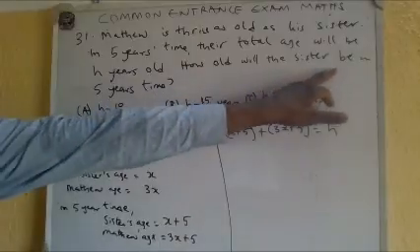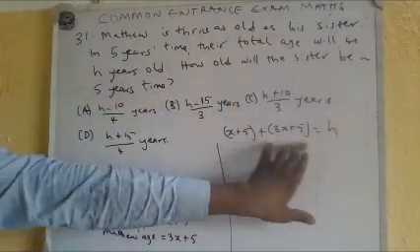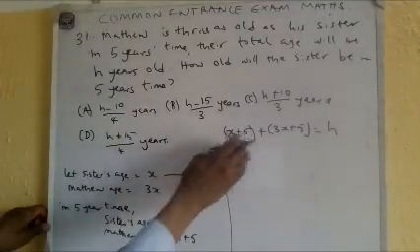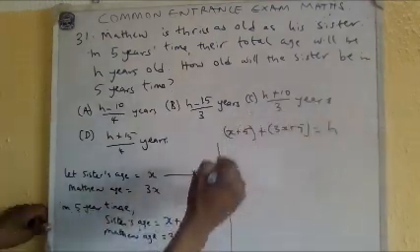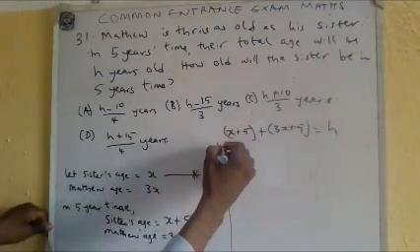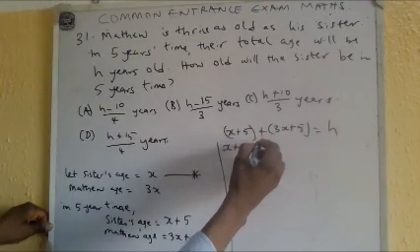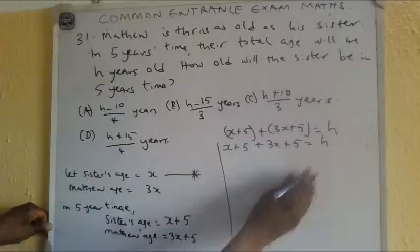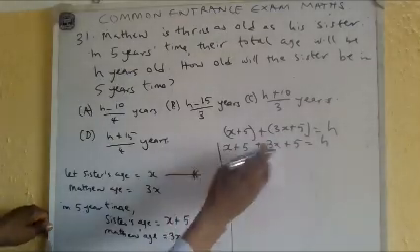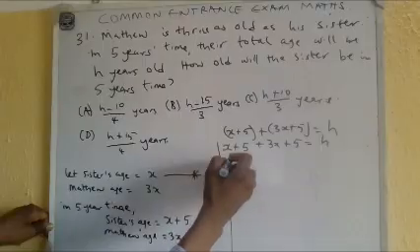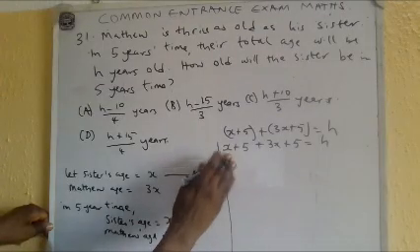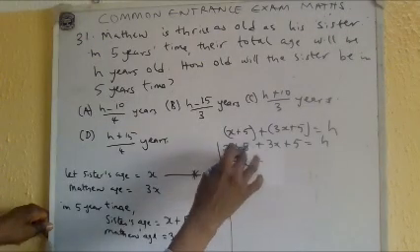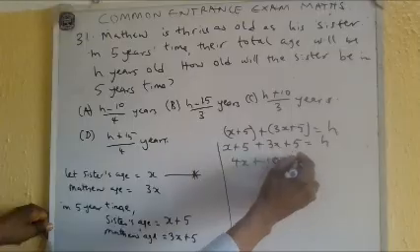Now we have to solve for x first, because they asked how old the sister will be in 5 years' time. If I solve for x here, I get the sister's age at the current time. Let me solve this algebra first. I open up the bracket: x plus 5, plus 3x plus 5 equals h. I collect the like terms: x plus 3x is 4x, plus 5 plus 5 is 10, equals h.